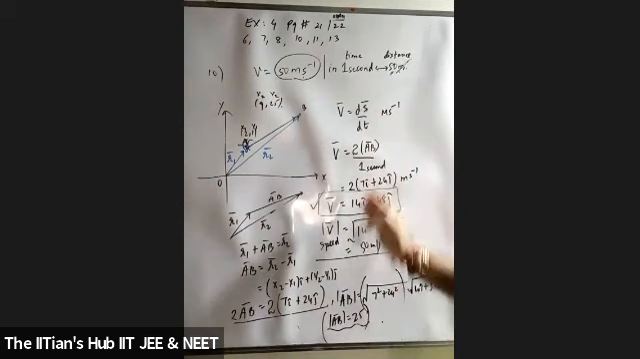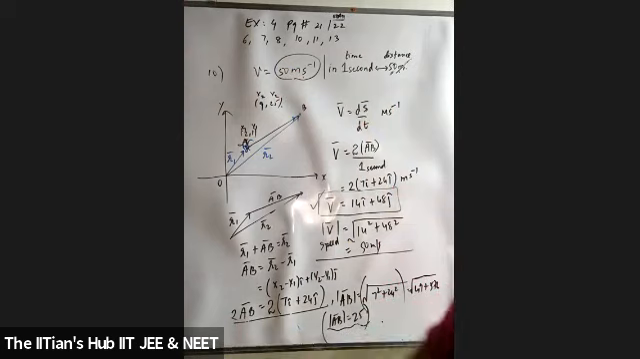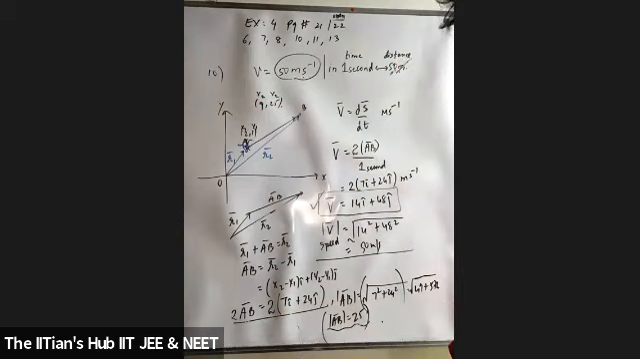What is change in time? 1 second. What is the displacement will be? Will it be AB or twice AB? Twice AB. Why? Because sir, I want distance to be 50 meters. Will 7i plus 24j is giving me 50 meters? No sir, it's giving me only 25 meters.